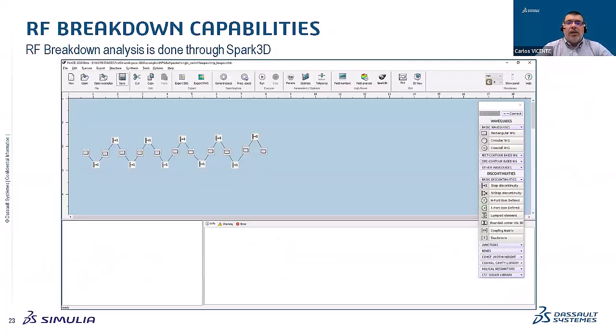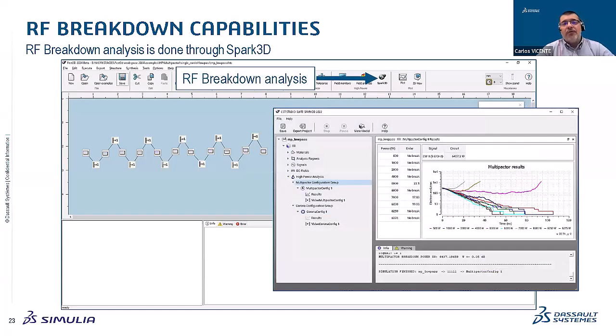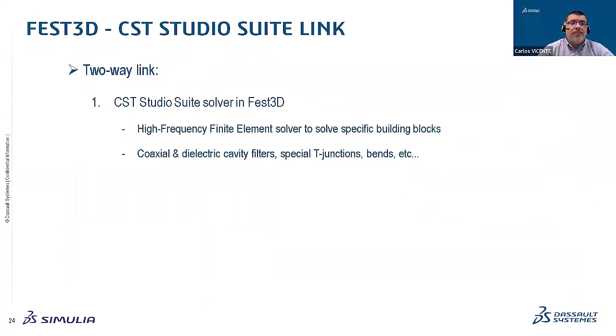Changing topic to RF breakdown, I will not talk much because I will talk about it later on, but let's say that Spark 3D, which is our dedicated tool for RF breakdown, is integrated into First 3D, so you can run it automatically from it and perform RF breakdown analysis, both multipacting and corona.